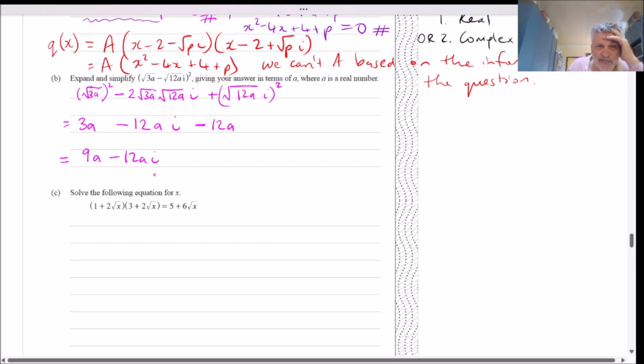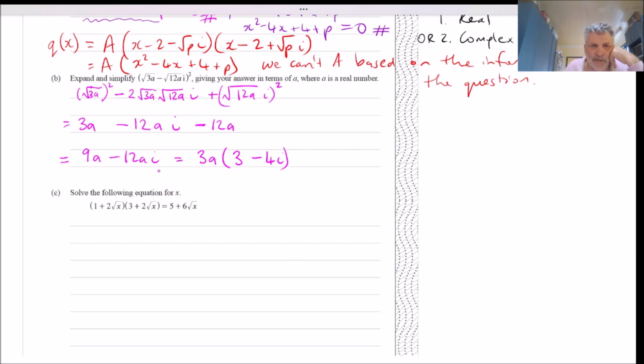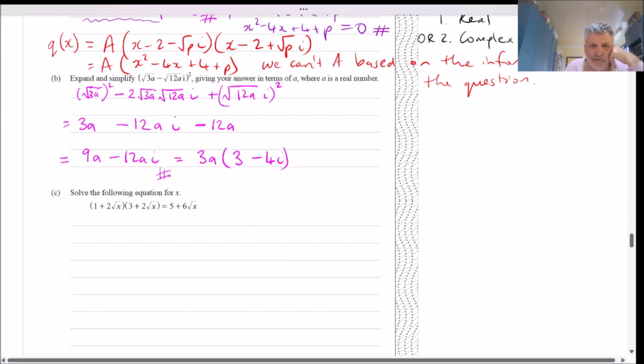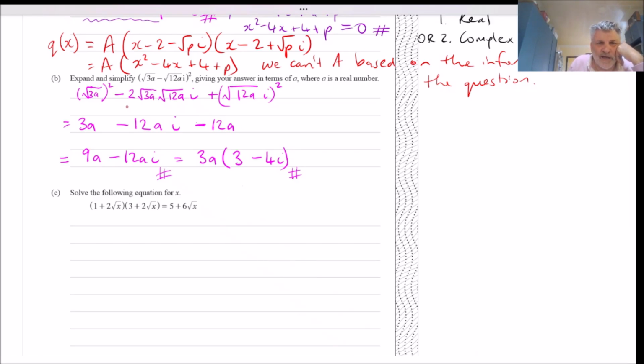It says expand and simplify. This is simplified. Arguably, you could take a common factor out and consider this simplified as well. I'm not sure where they will require you to go, but I think this should be fine, but maybe this is better. There is a little bit of a problem here as well.